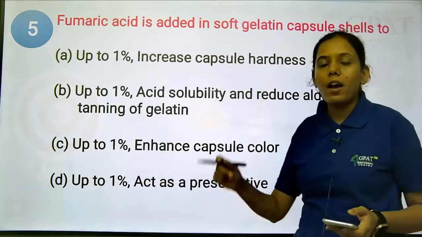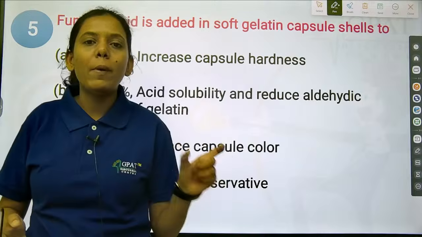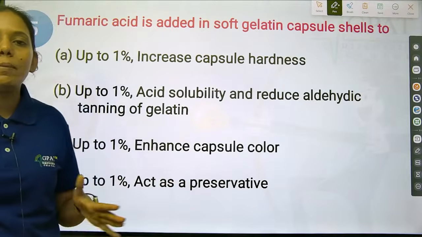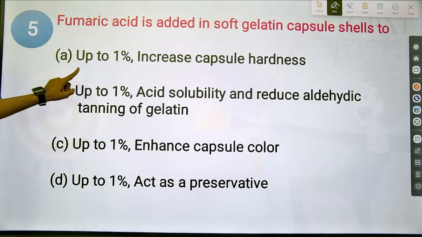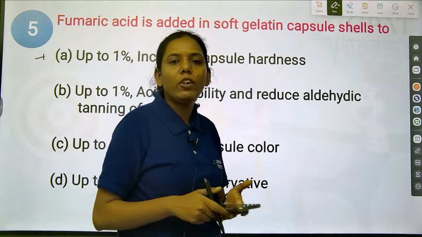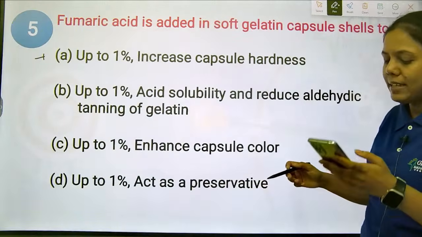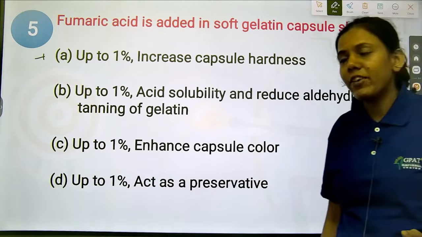The next is about the ingredient which is present. In the class we also discussed that fumaric acid is something which will not be present in all dosage forms. So fumaric acid is added in the soft gelatin capsule shell too. Can you tell me what should be the answer? Very good evening, all of you. Up to 1% increases capsule hardness. It is not about the hardness. First of all, it is about the soft gelatin capsule. It will not increase the hardness. Option B is up to 1%. Very good, all of you. I can see that you are answering option B.